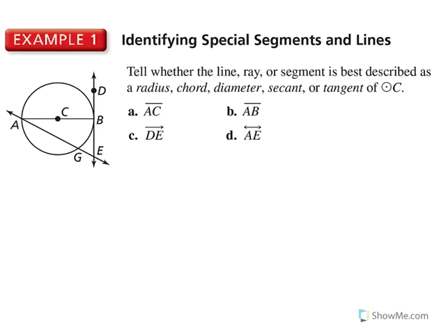So first we just need to be able to identify all these types of parts. So here they have several different scenarios. They have lines, they have rays. And they just tell us to name them, whether or not it's a radius, a chord, a diameter, a secant, or a tangent. So if we look at the first one, AC, notice AC doesn't have any arrows on the top, so that means that AC is a segment.